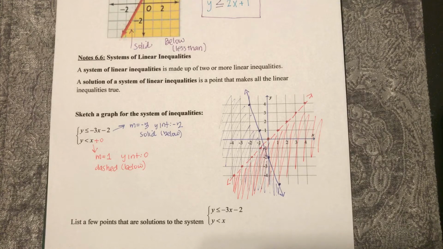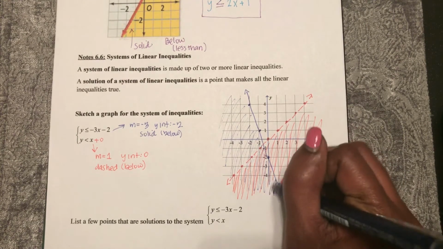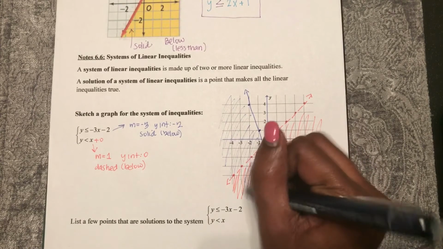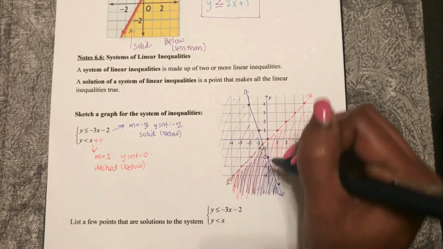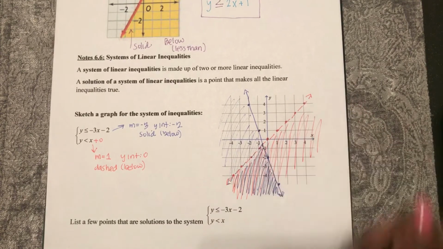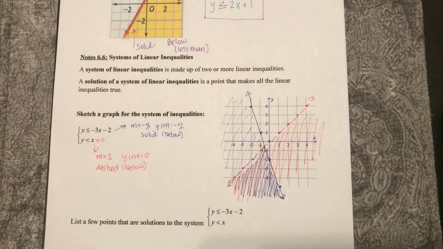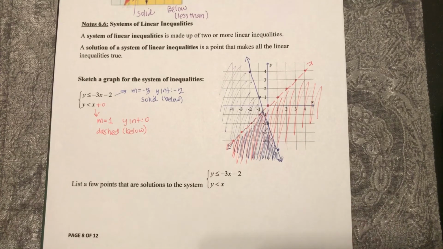Now, our solution set, if I wanted to make it more obvious, it's everything shaded here, right? With a dashed boundary line on this side and a solid boundary line on that side. So now they want us to list a few possible points that fall in the solution set.